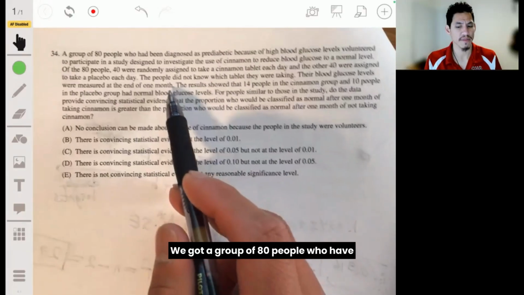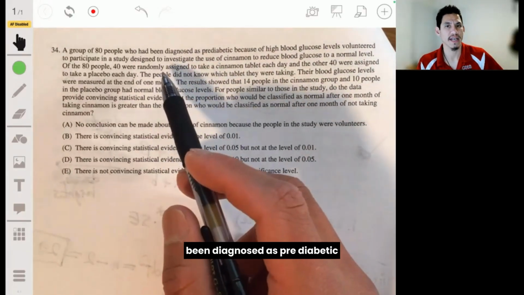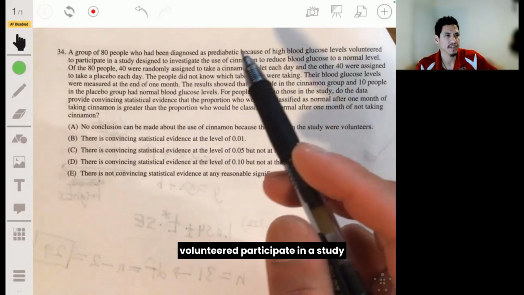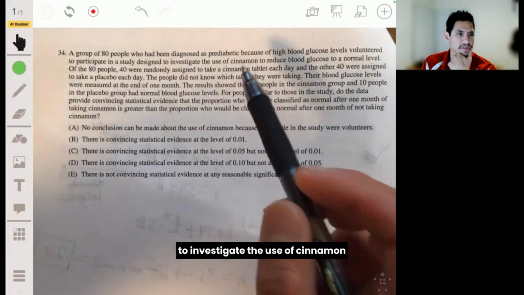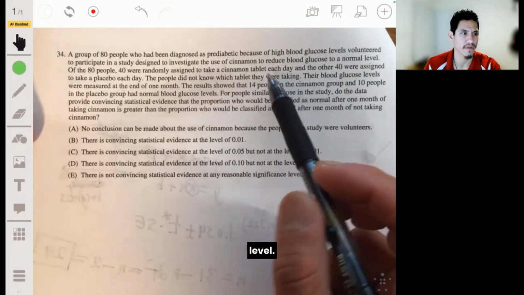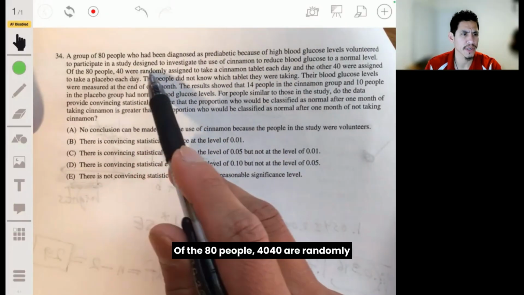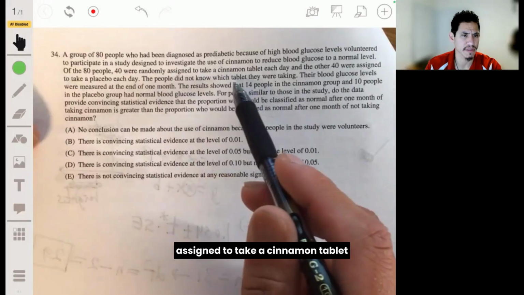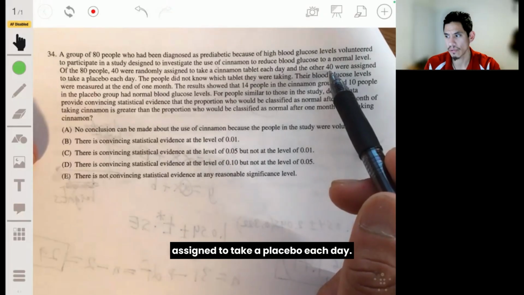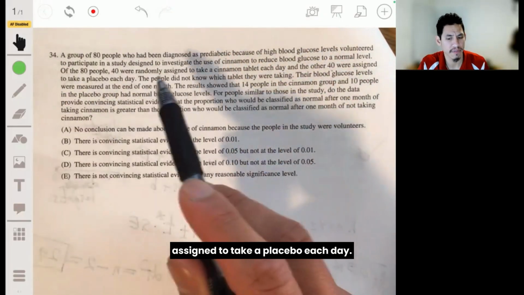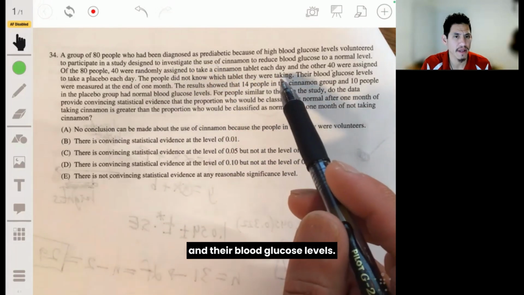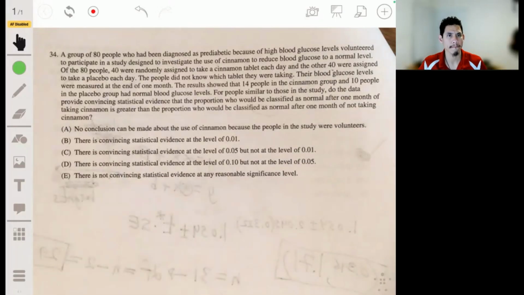We got a group of 80 people who have been diagnosed as pre-diabetic because of high blood glucose levels. Volunteers participate in a study to investigate the use of cinnamon to reduce blood glucose to a normal level. Of the 80 people, 40 were randomly assigned to take a cinnamon tablet each day, and the other 40 were assigned to take a placebo each day. People did not know which tablet they were taking, and their blood glucose levels.